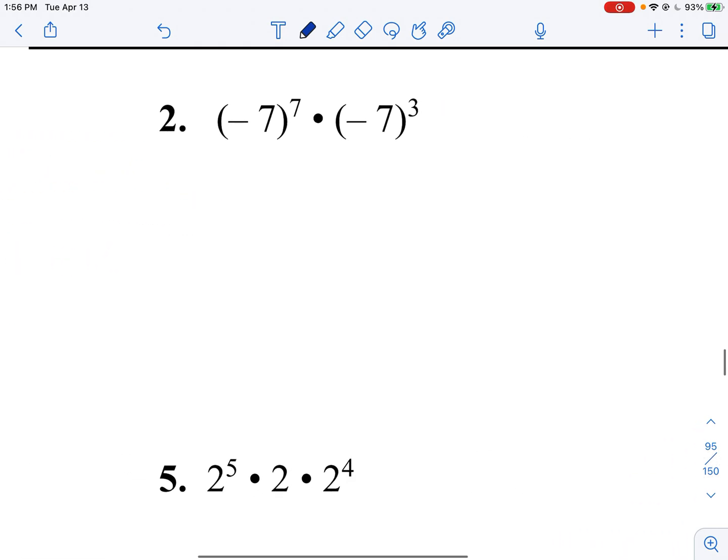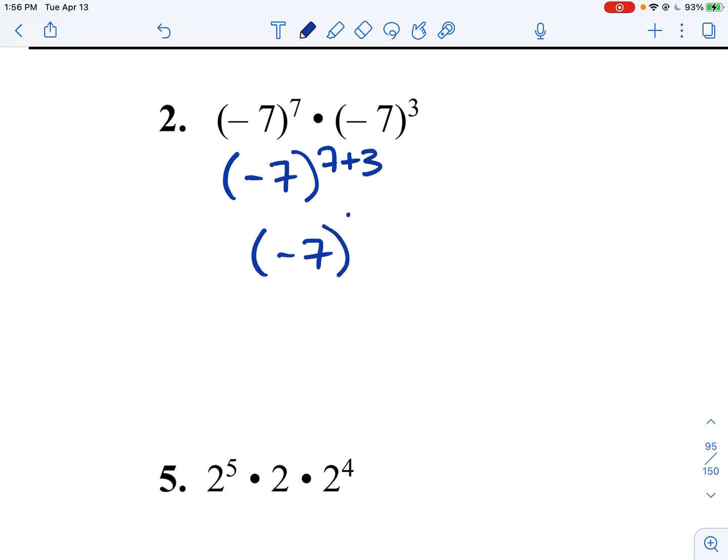Over here, there is a rhyme and a reason as to why the parentheses must be here. You must leave them there. If you take them away, you will get a different answer. So you must absolutely leave those parentheses there.